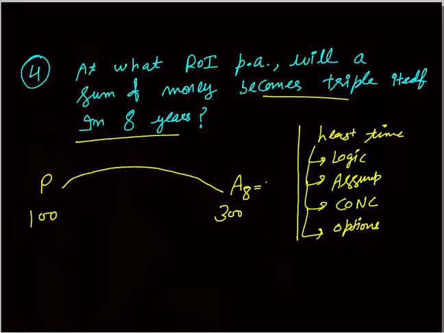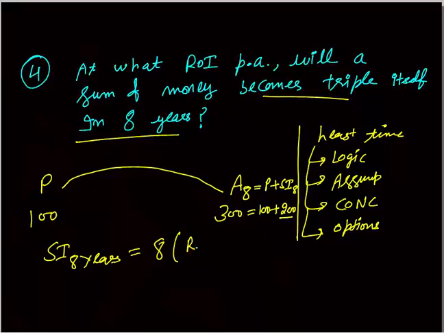Now this is the amount. What is the amount? Amount is equal to principal plus simple interest of 8 years. Principal we know was 100 we invested. Simple interest for 8 years is 200. So we know that simple interest of 8 years will be 8 times the simple interest of 1 year, that is R% of P. 8 times the simple interest of 1 year is equal to 200.